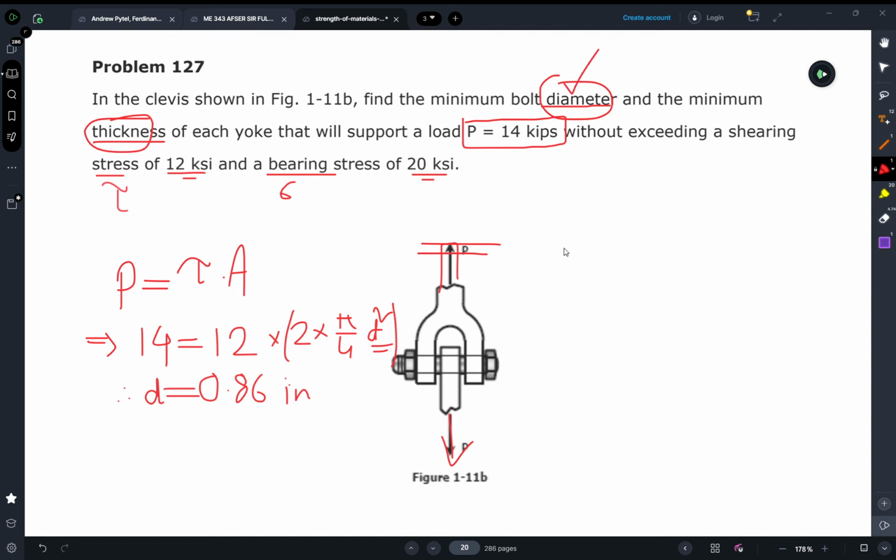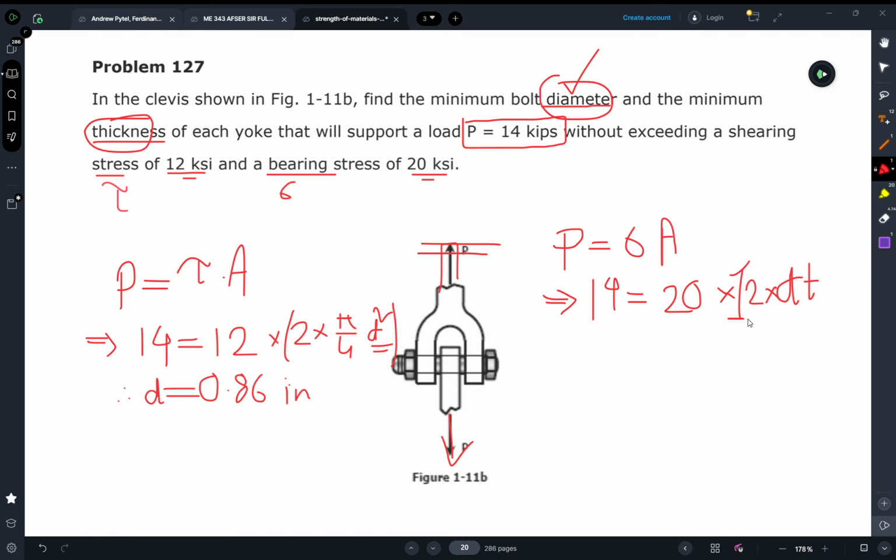Okay, so we have determined the diameter. Now we have to determine the thickness. For thickness we will be using the bearing stress equation, which will also be like this one, but the difference will be in the area. The P we have is 14 kips for this also. So 14 equals 20 ksi multiplied by the area, and the area will be 2 multiplied by d t.